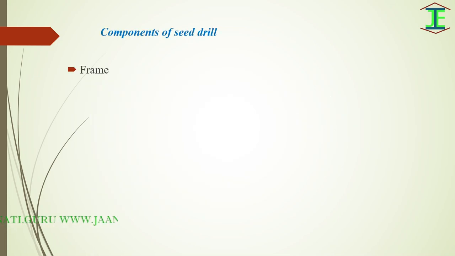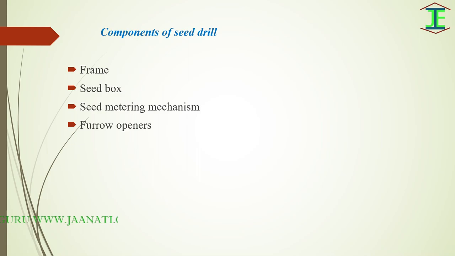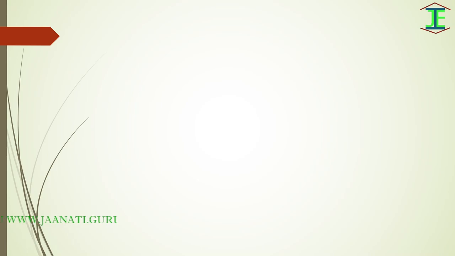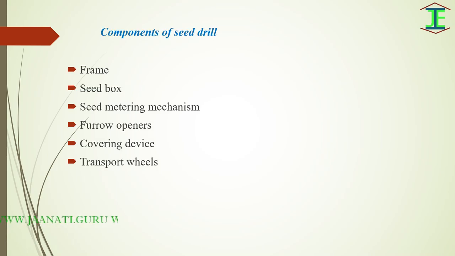Components of seed drill: frame, seed box, seed metering mechanism, furrow openers and covering device, and transport wheels. The frame is usually made of angle iron and it withstands all the loads when it is in working condition. Next, seed box. Seed box is made up of mild steel or galvanized iron. In this we'll place the seeds, and there will be another thing called the fertilizer box, where we'll place the fertilizer.